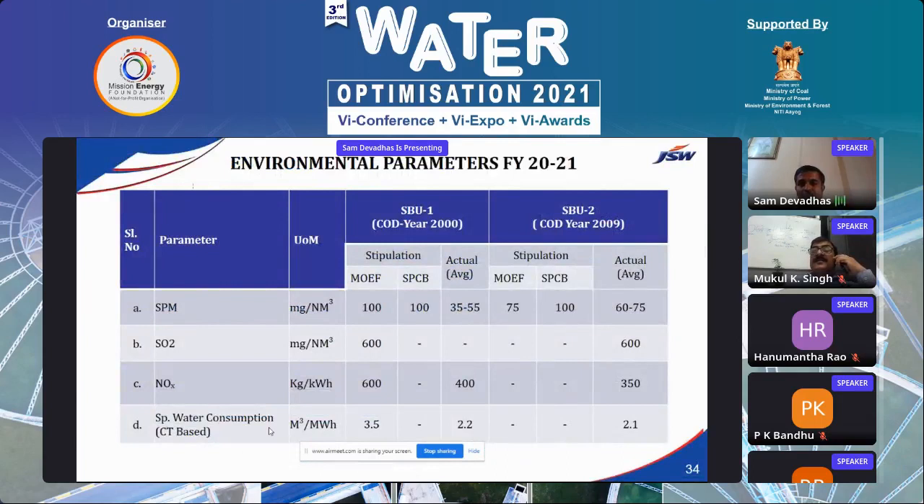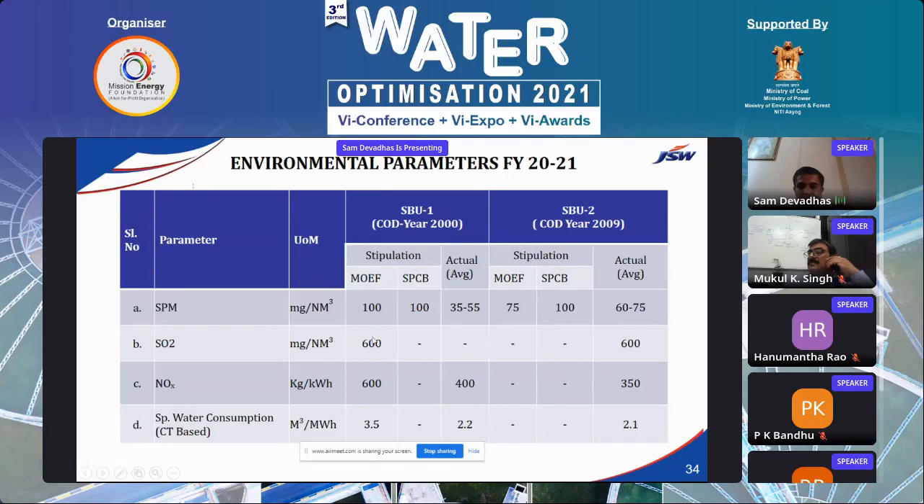So these are the environmental parameter compliance. Our suspended particulate matter, even though the MOEF limit is 100, even though it is a 20 year old plant, we are able to achieve about 35 to 55 mg per Nm cube. And our SBU2, strategic business unit 2, the 300 megawatt two units, the emission is within 60 to 75.